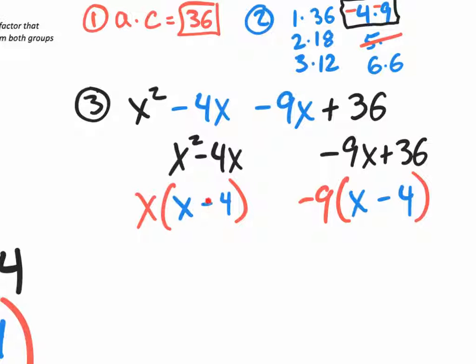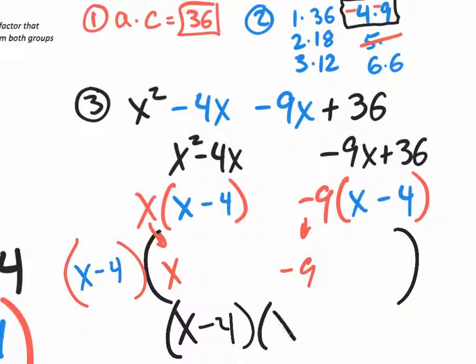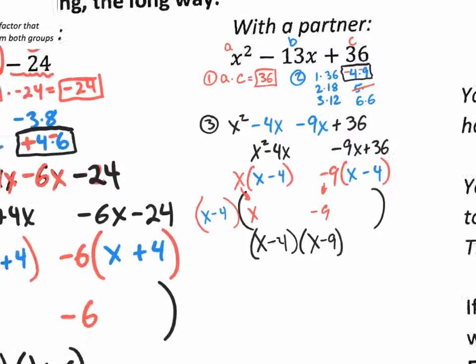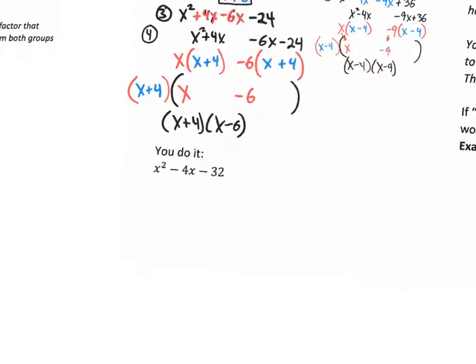We wanted a common binomial here and here so we could pull it out to the front. So I'm going to do my exaggerated parentheses here. I want to pull out that common binomial of x minus 4 to the front. What's left over on the inside? The x comes down and the minus 9 comes down. So there's your answer, guys. We have x minus 4 in parentheses times x minus 9 in parentheses. It takes a long while.